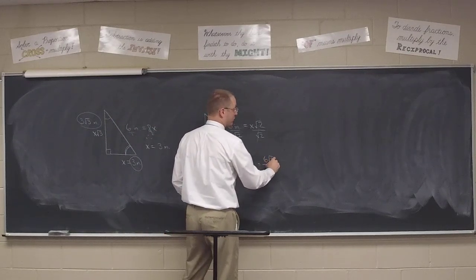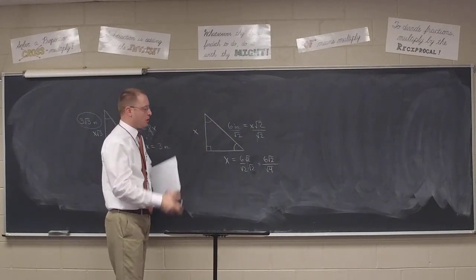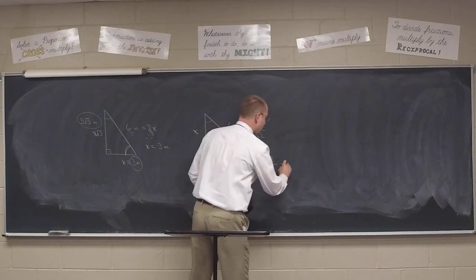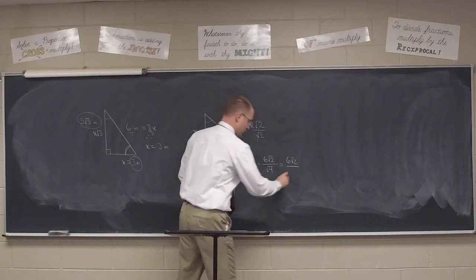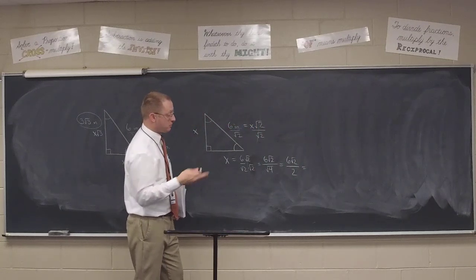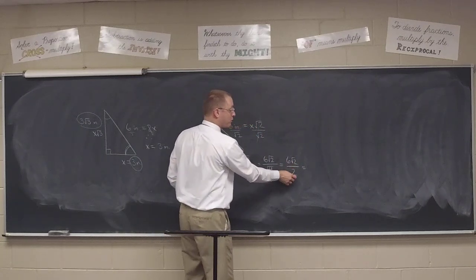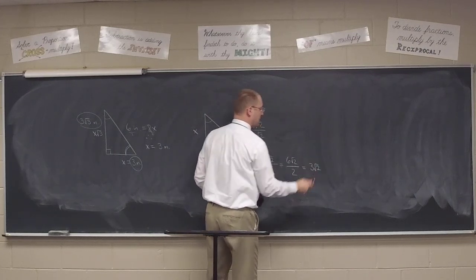6 times the square root of 2. One's rational, one's irrational. They don't mix together, they just keep them both. But I can now take the square root of 4, which is 2, and I can even reduce a little bit here. Now, you can't always reduce, but here I can, because the 6 and 2 are both rational. I can divide them to get 3 times the square root of 2.